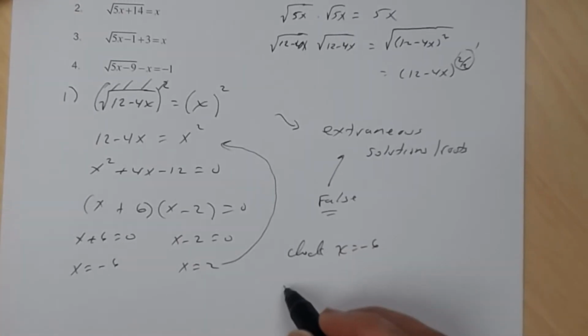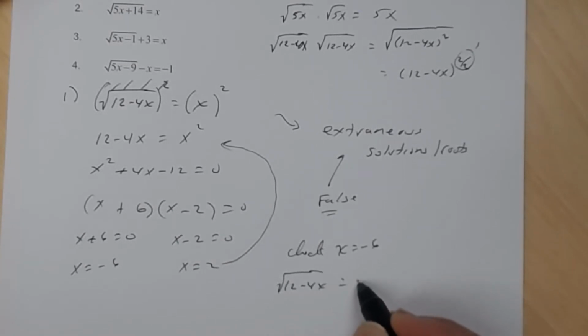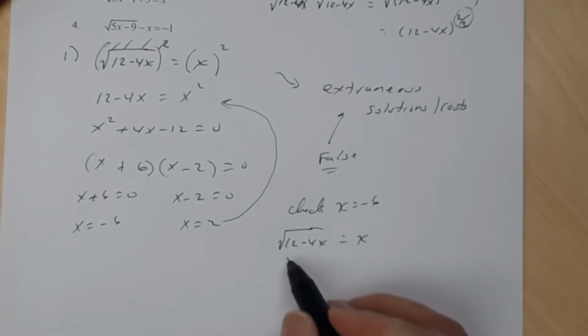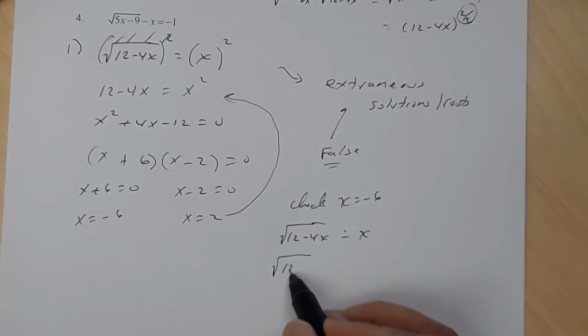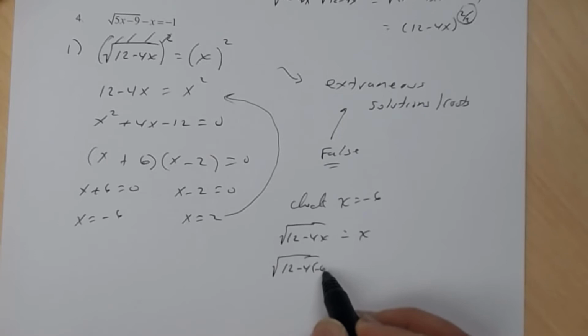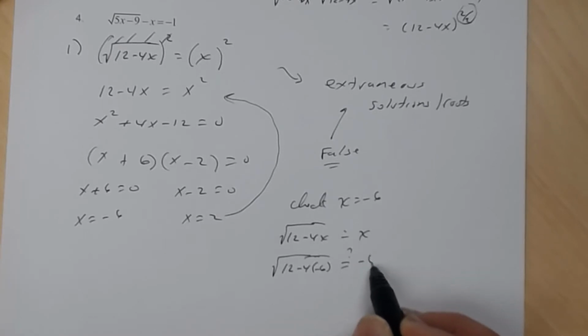All right, so I'll go back to the original. So I have the square root of 12 minus 4x equal x. All right, so I get the square root of 12 minus 4 times negative 6, and I want to see if that's going to equal negative 6.